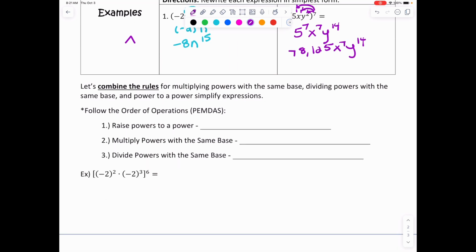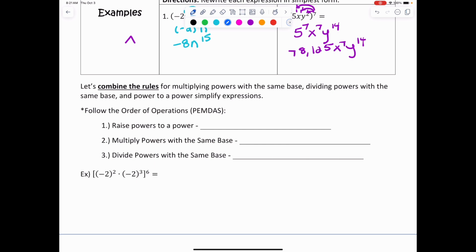So let's go back and just like in the previous lesson, let's look at some examples of how these may be combined. So now we can combine multiplying powers with the same base, dividing powers with the same base, and power to a power all in the same problem. And again, it's best to follow your order of operations.